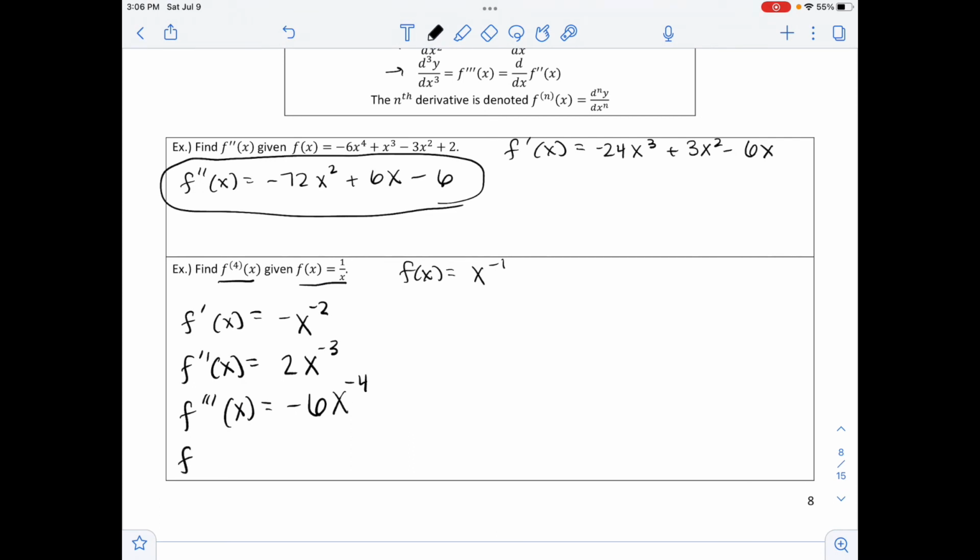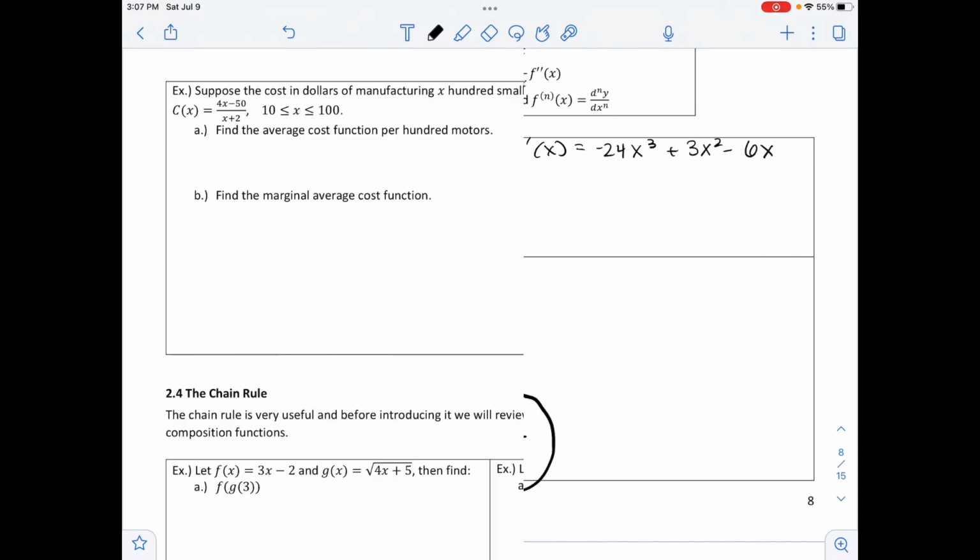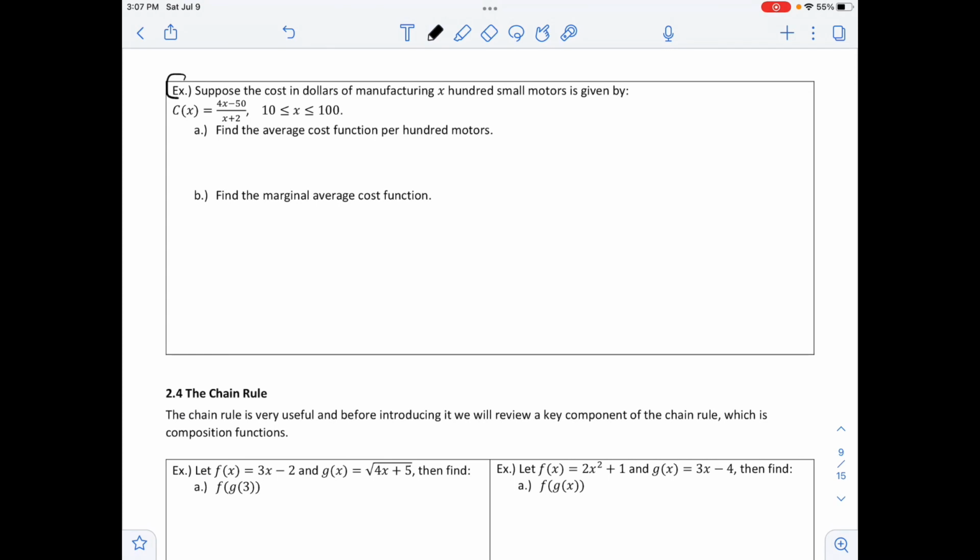And then our fourth derivative, taking the derivative of negative 6 x to the negative fourth, we have negative 6 times negative 4, or positive 24, x to the, subtracting 1, negative 5. I'm going to rewrite this as 24 over x to the fifth. So this is my fourth derivative. The next example, I'm going to go ahead and circle, and we'll look at this one together in class.